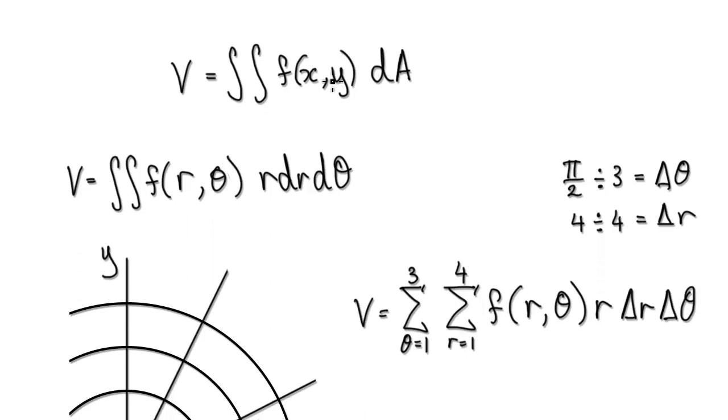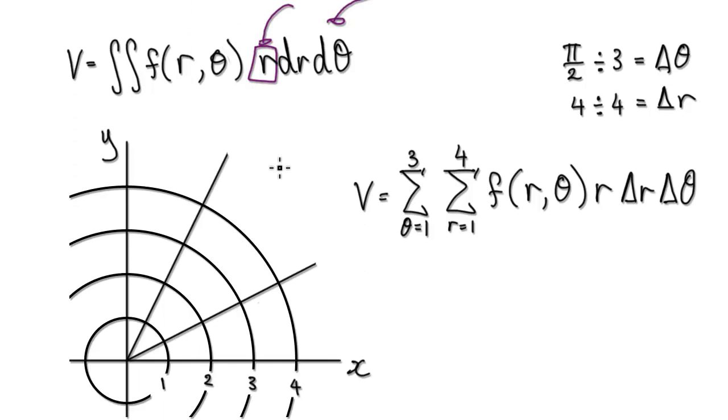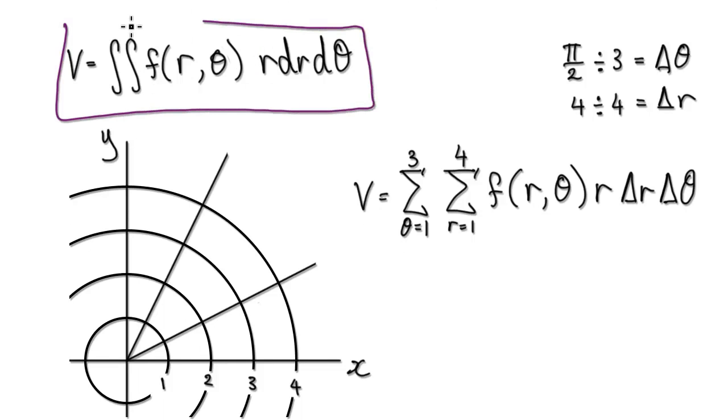So to convert from delta A into polar form, you need to stick this r here. Without this r, there's no way of getting a fair area. You need that r. If you're still having trouble understanding this, let's jump back to Riemann's sum.